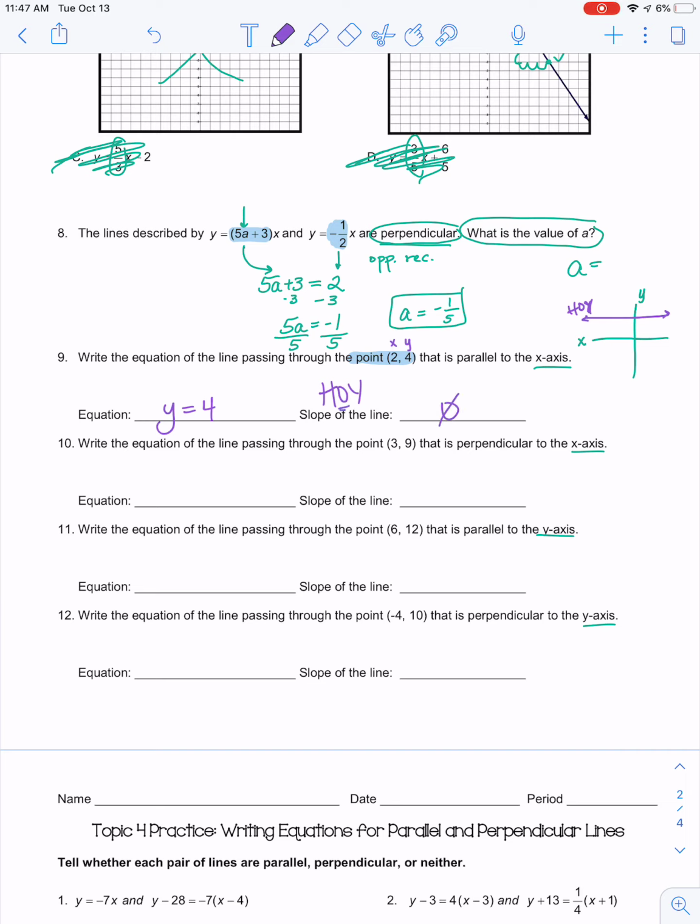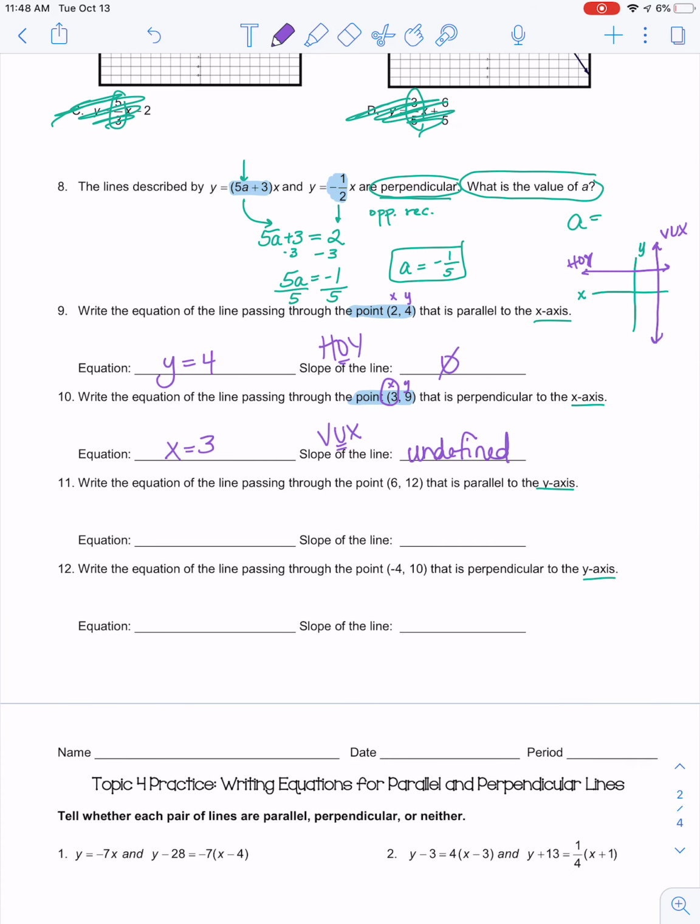Okay. Number 10, write the equation of line passing through the point 3, 9 that is perpendicular to the x-axis. Okay. Well, again, looking up at this diagram, perpendicular to the x-axis would be a vertical line, a Vux. That means my equation has to be x equals, then I go to my point, x, y, and I see that x is 3. Literally is in the point. The slope, well, if it's a Vux, that means the u tells us that the slope is undefined.